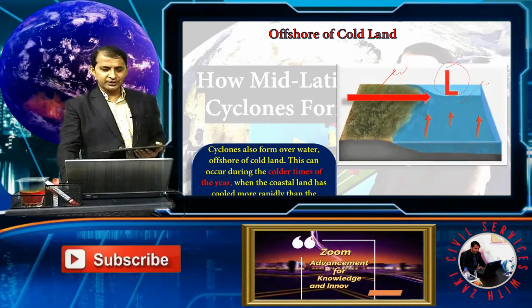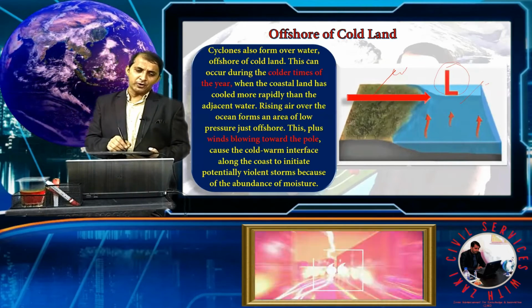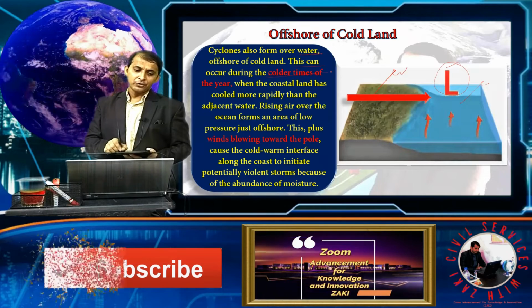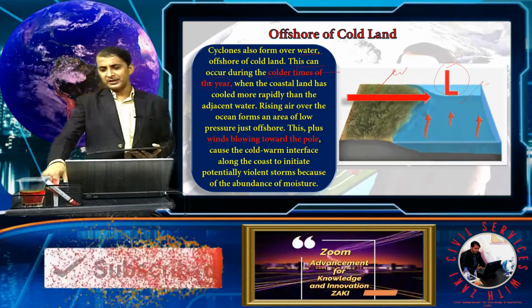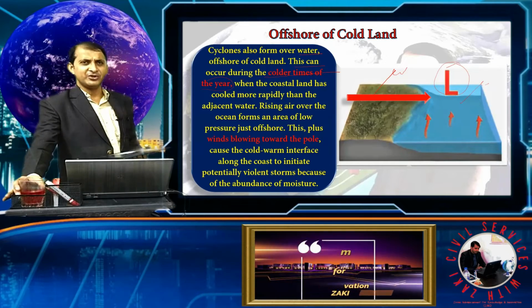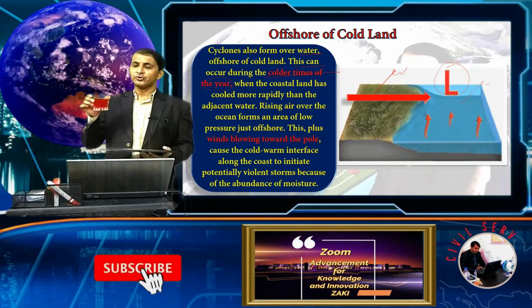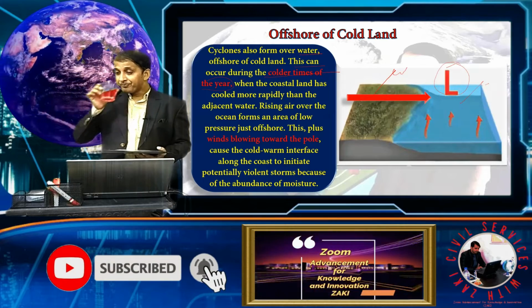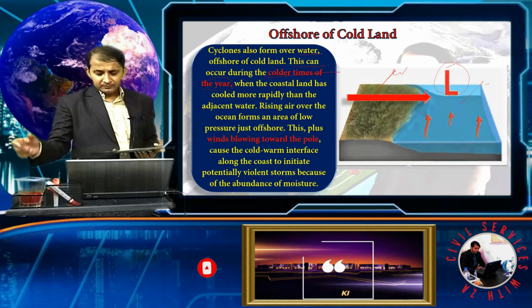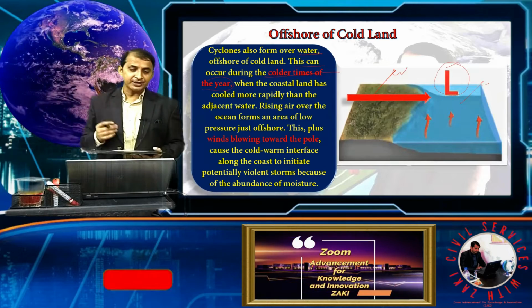So if you see here, cyclones also form over the water offshore of the cold land. This can occur during colder times of the year. So basically it happens in the mid-latitudes and in the winter season. As you know, most of the mid-latitude cyclones are formed during the winter season.